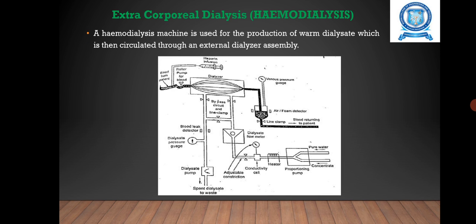First we are going to see hemodialysis. It is used for the production of warm dialysate, which is then circulated through an external dialyser assembly. In this block diagram, it also controls the cycling of blood from the patient through the artificial kidney and back to the patient. Proportioning pumps are used because in the olden days, mixing large amounts of dialysate from dry chemicals was time consuming and done in laboratories. Incoming water can drive proportioning pumps, which eliminates the need for a motor, and the proportioning system may be of two types: fixed ratio or variable ratio.